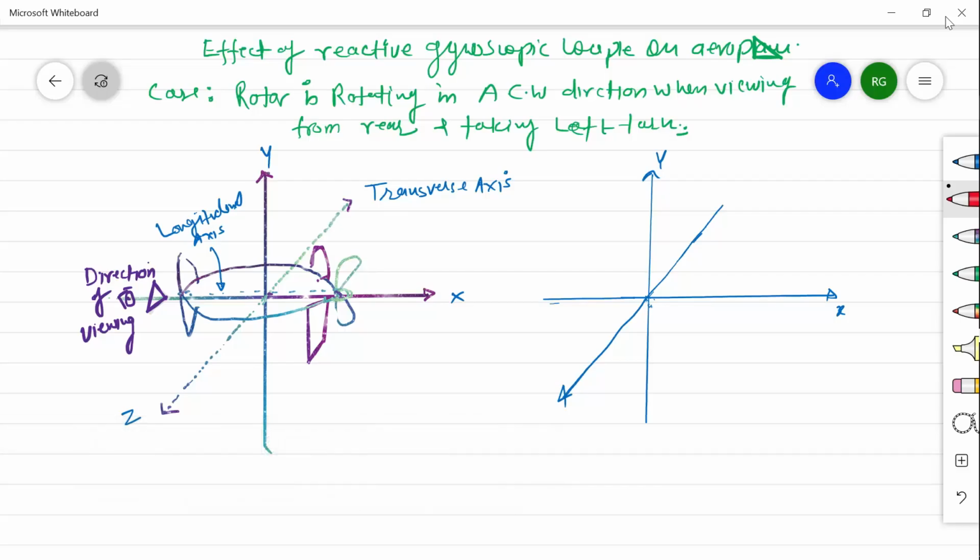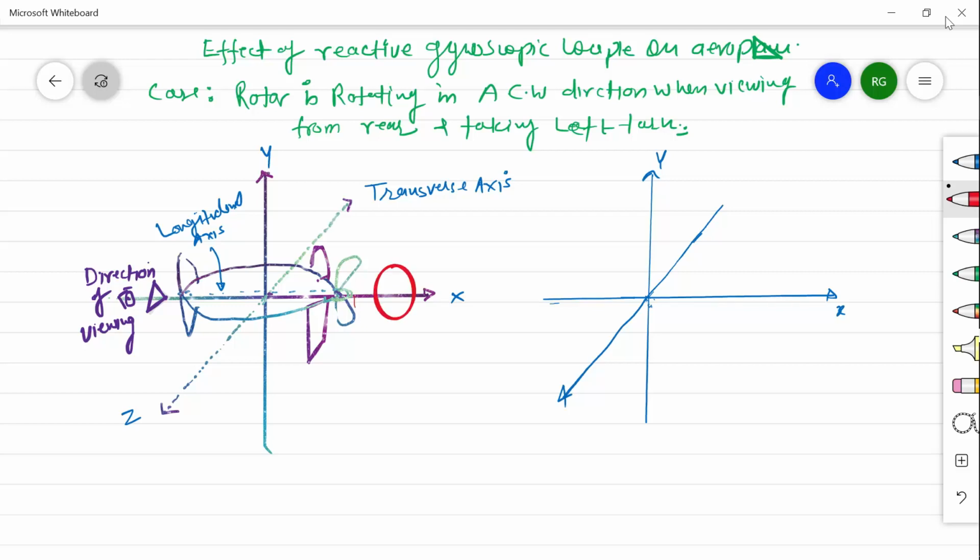Hello everyone, welcome back. So in this lecture we are going to take the case of an aeroplane in which the rotor is rotating in anti-clockwise direction when viewed from the rear and the plane is taking a left turn, and we want to find out the effect of reactive gyroscopic couple on the aeroplane. So in here, when viewed from the rear side, the rotor is rotating in anti-clockwise direction.